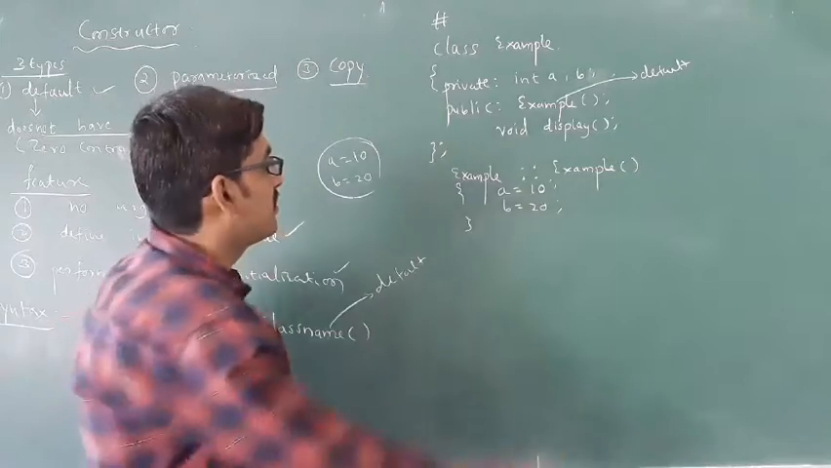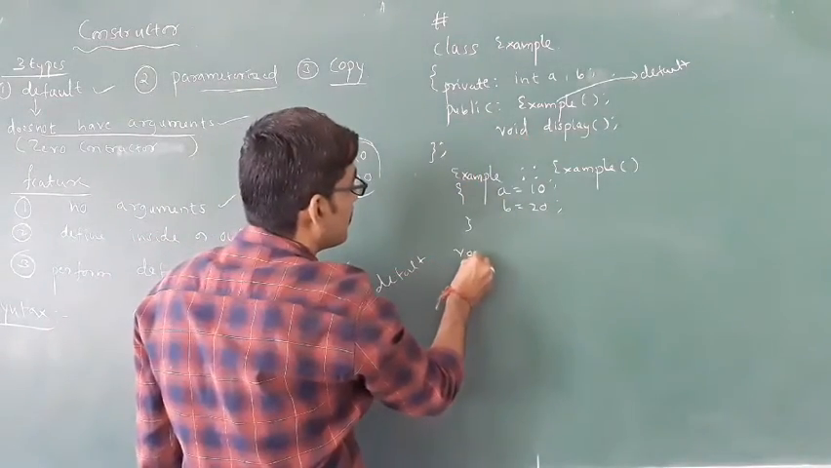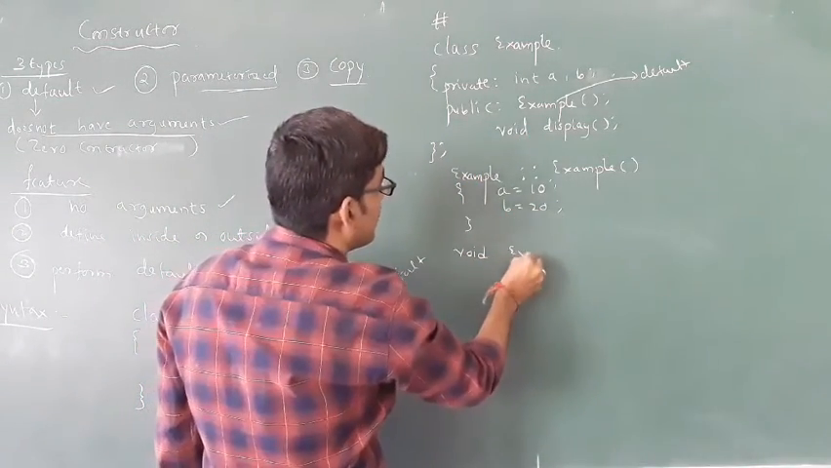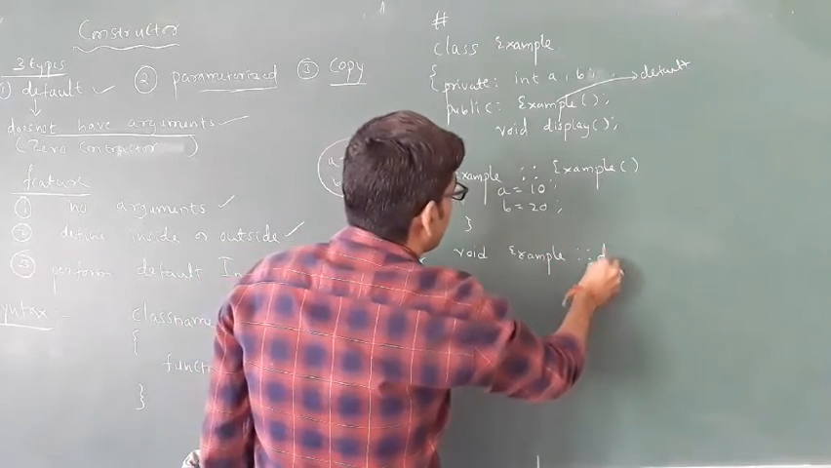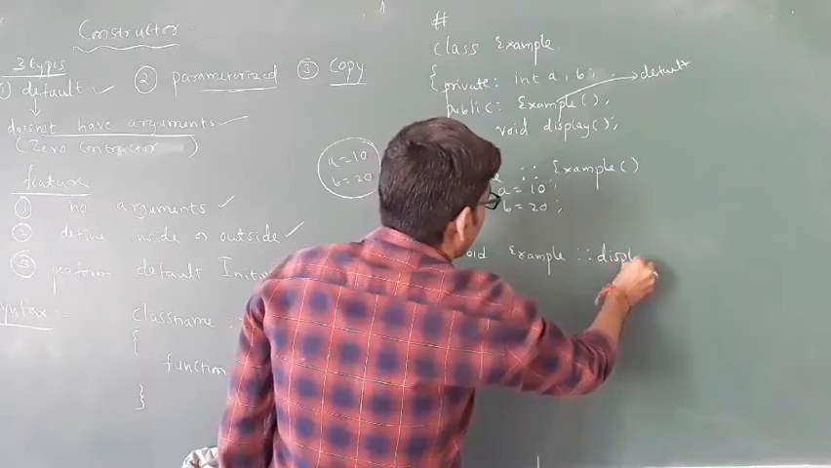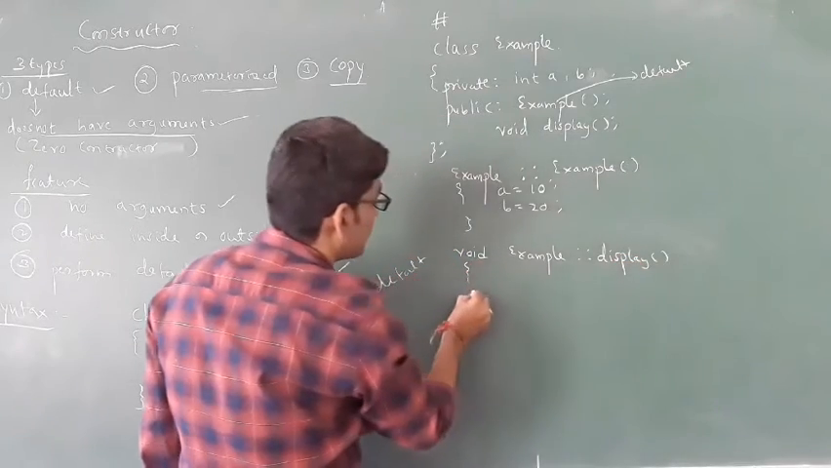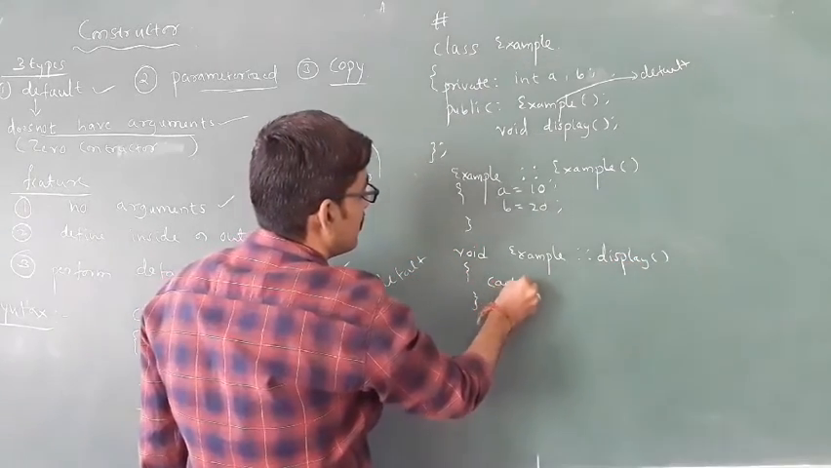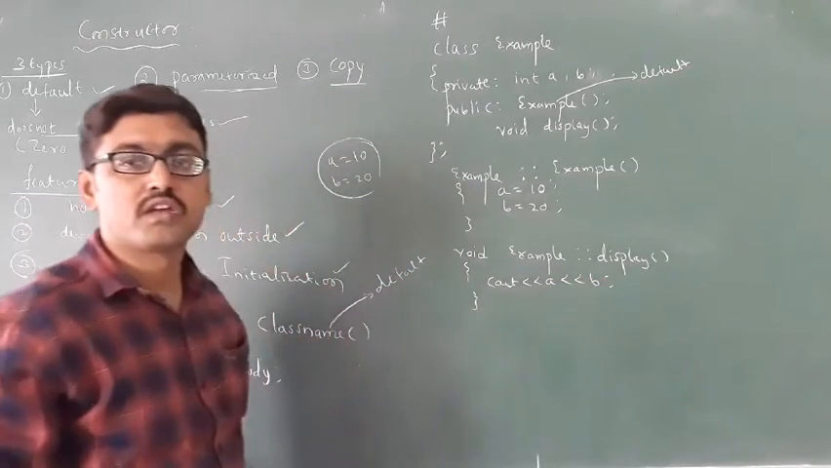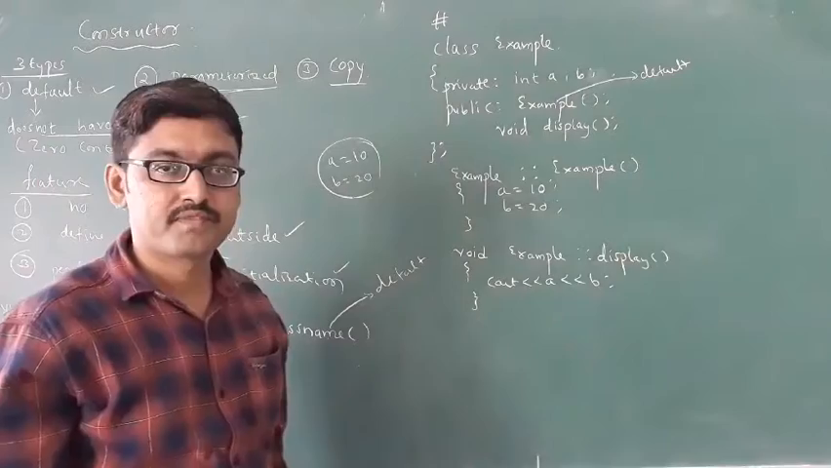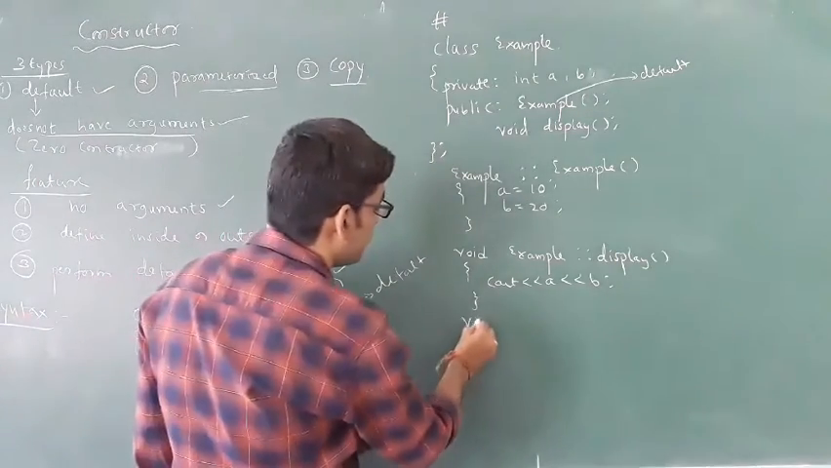Then you have to next take a void display. You have to display these: cout A, then B. You have to display this output. Then take void main.